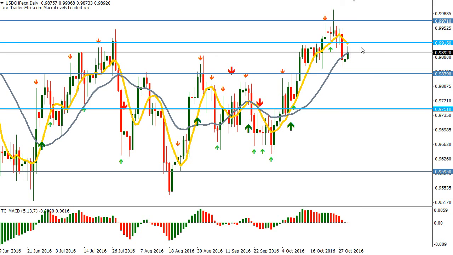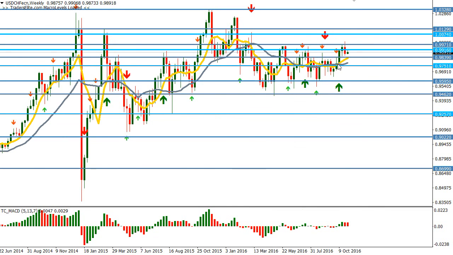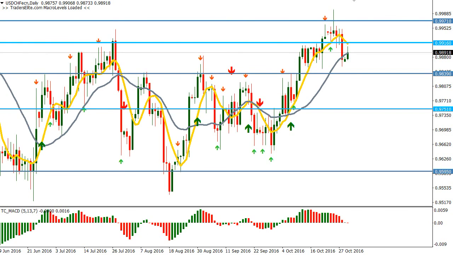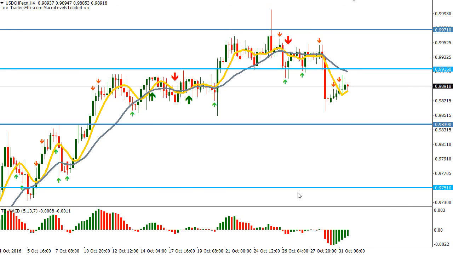If you're going long on this, what we want to see is price break and close above this 99.16 to give it any further merit for an upward move. It is in a weekly upward trend trade, so for now there's more of a possibility of it going up than down.